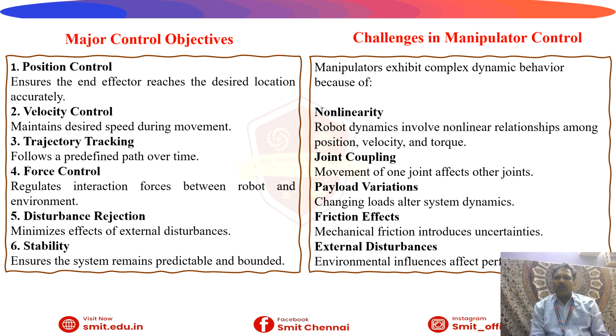Manipulator control exhibits complex challenges. These are the main challenges mentioned on the right-hand side. Non-linearity: robot dynamics involve non-linear relationships among position, velocity, and torque. Joint coupling: movement of one joint affects other joints. Payload variations: changing loads alter system dynamics. Friction effects: mechanical friction introduces uncertainties. External disturbances: environmental influences affect performance.